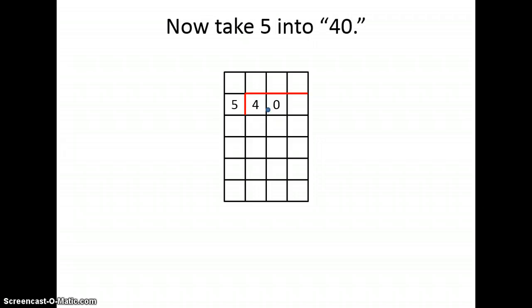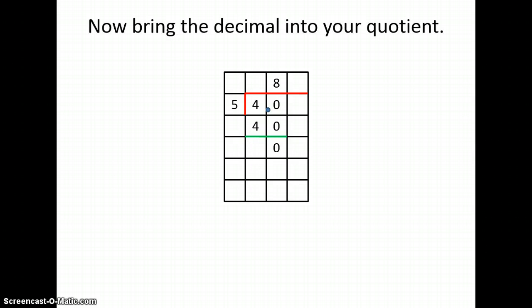Okay? 5 goes into 40 8 times, and 8 times 5 is 40, and when I subtract, I get 0. So, I'm not done. The answer is not 8. I still need to bring that decimal into my quotient, and my answer is actually 8/10.